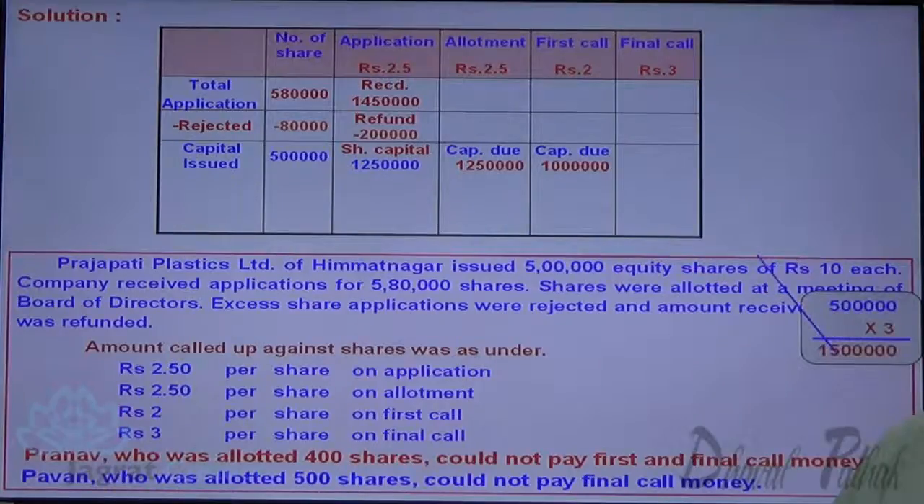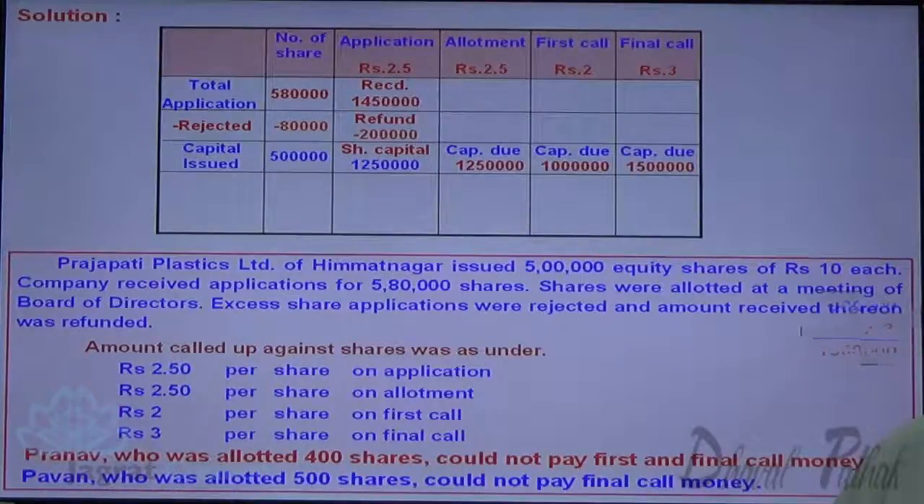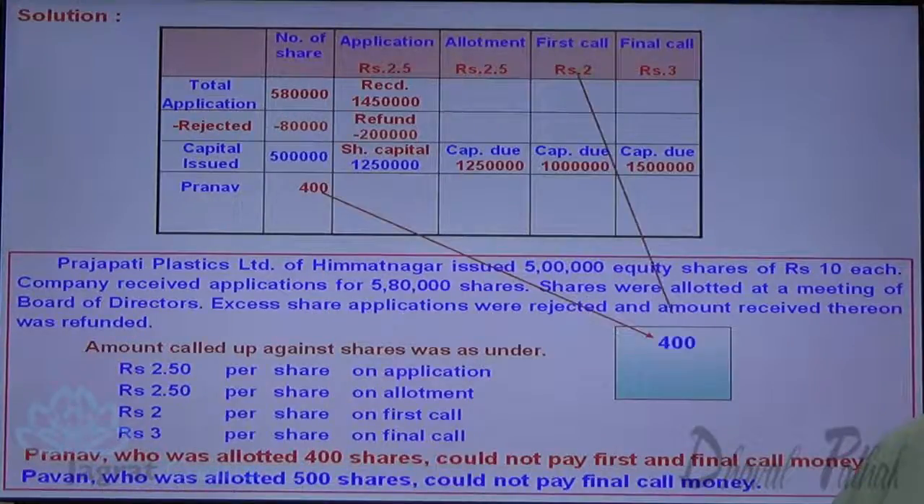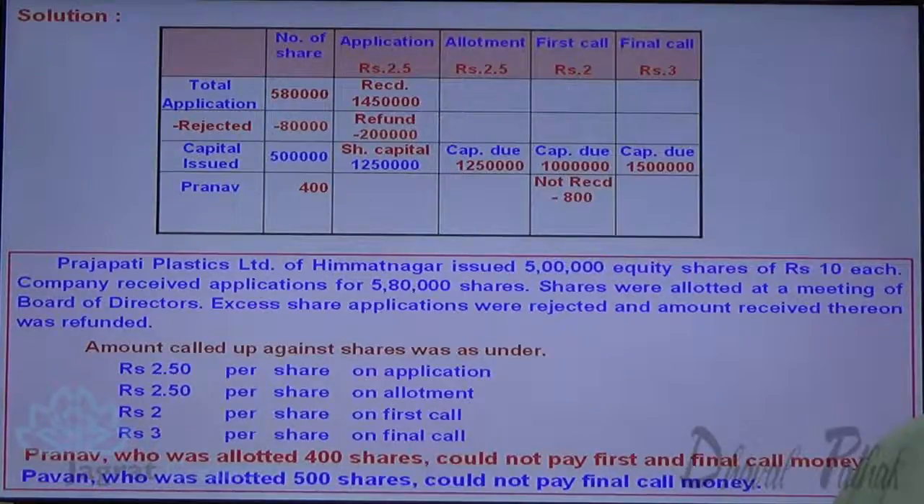So 5 lakh into 3, this is the capital due. Now I want to find out the amount received. Pranav, one of the shareholders, given 400 shares, has not paid first call and final call. So 800 not received. Final call also not received.